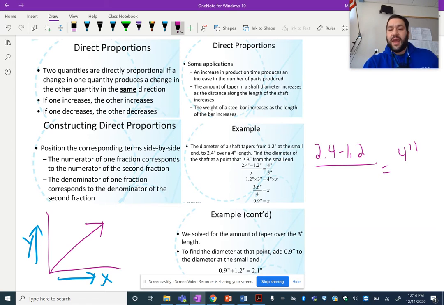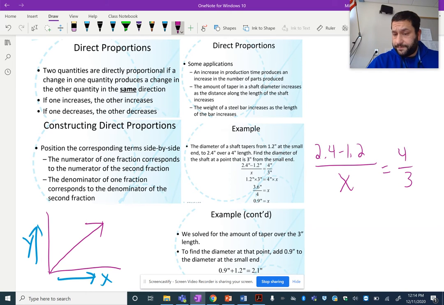Again, it said, bad mistake. Don't put labels. So 2.4 minus 1.2, that's the span over a 4-inch length. And we want to know the diameter of the shaft at a point that is 3 inches from the small end. So think about what we did. We did diameter over diameter equals the length over the length.